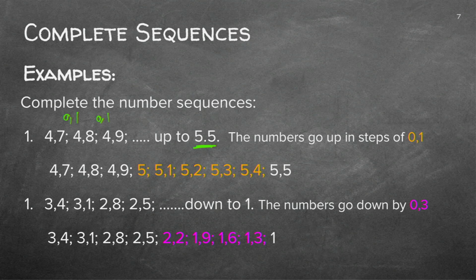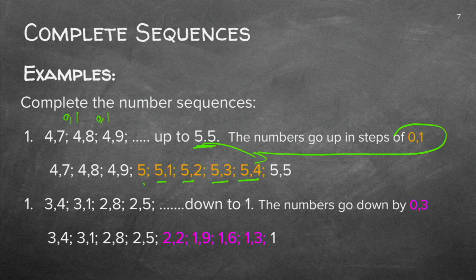So I think we've got our sequence. So all we're going to do then is 4.9, then we're going to say 5, 5.1, 5.2, 5.3, 5.4, and there's our 5.5. So the numbers will go up in steps of 0.1. Let's look at another example.